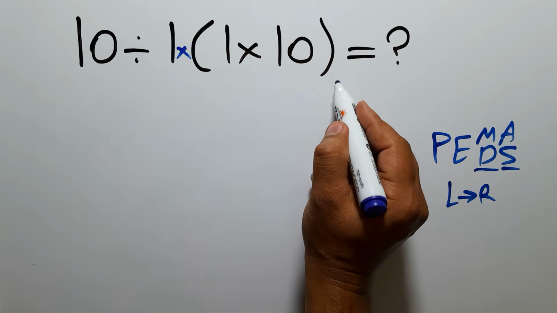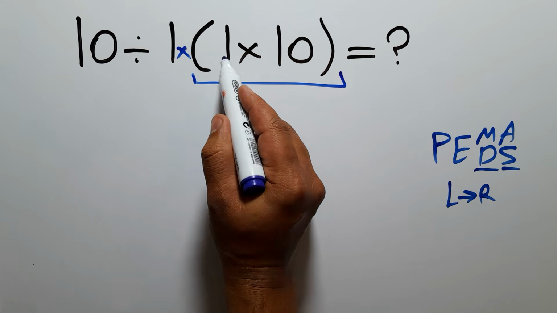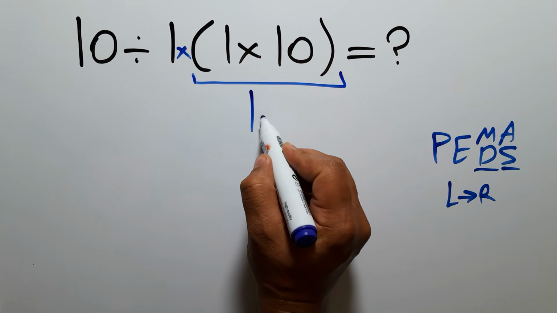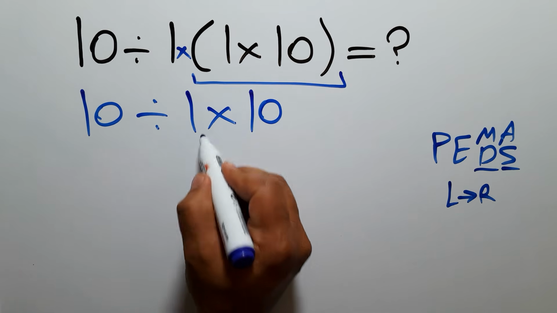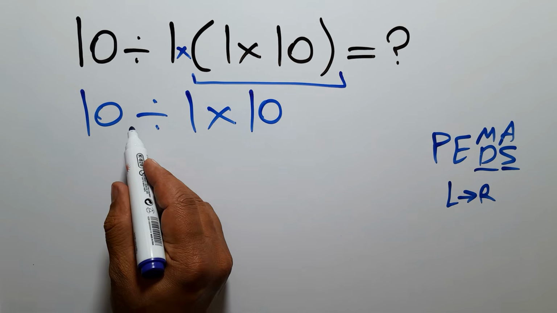So first we have to do this parenthesis. Inside this parenthesis, we have 1 times 10, which equals 10. So we have 10 divided by 1, then times 10. Now we have to do this division.